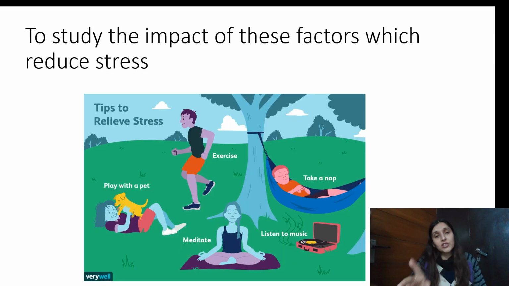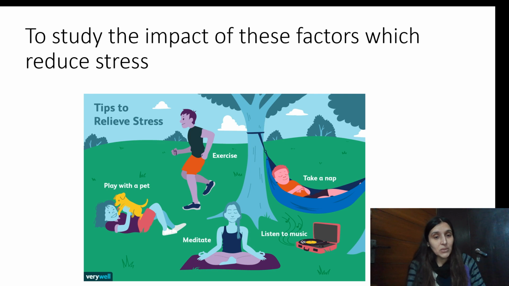The causal research design might not be done only in a bivariate form. What do you mean by bivariate? Between two variables. You could do it in a multivariate form also. For example, just look at the methods if the research objective is to study the impact of factors reducing stress. Now this becomes a multivariate causal analysis.